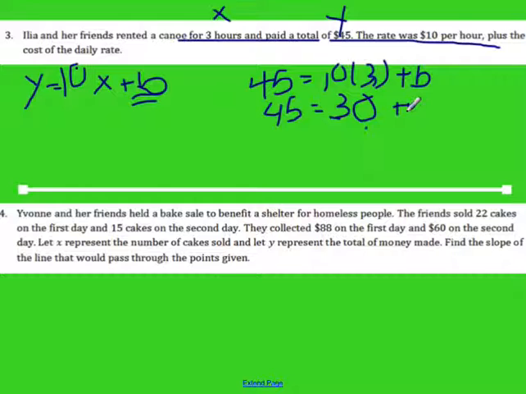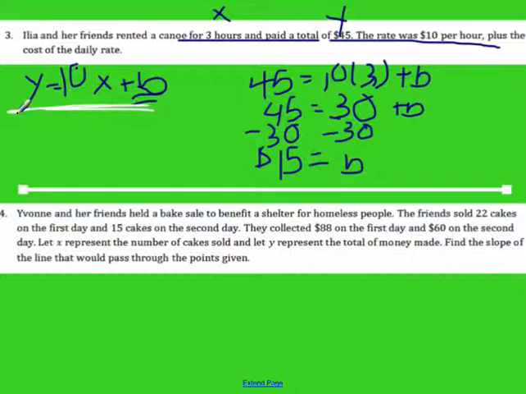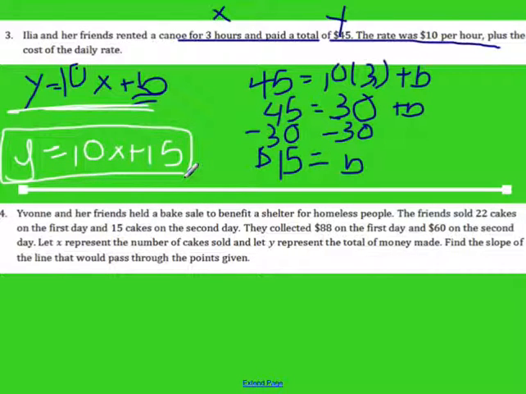So that's $10. So then 30 plus B. Now to solve for B, we're going to subtract 30 from both sides. There we go. So then we get that B is equal to $15. That's our daily rate, the $15. Now we want to plug that into our original equation here. So instead of writing B, I'm going to write $15, and that's my linear equation. This right here is your final answer.